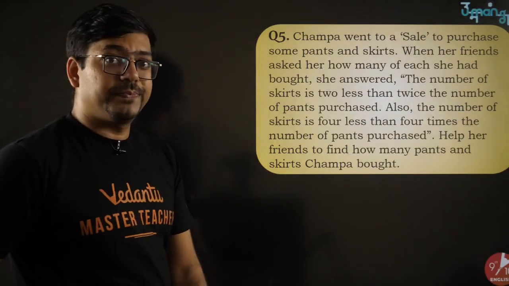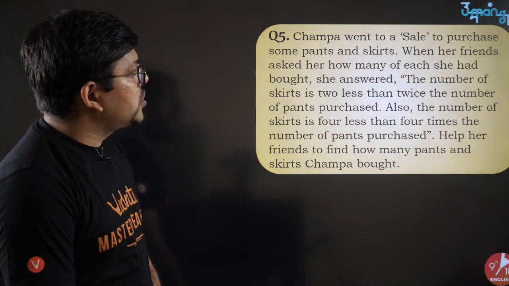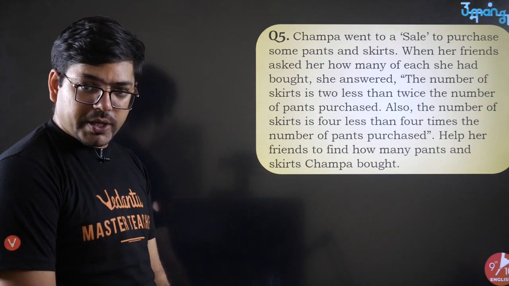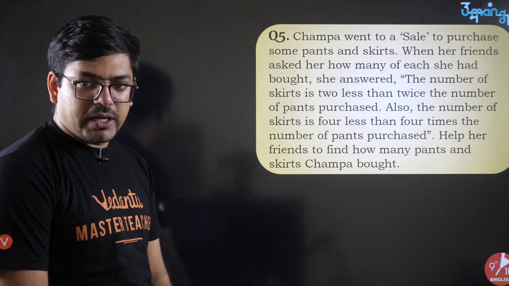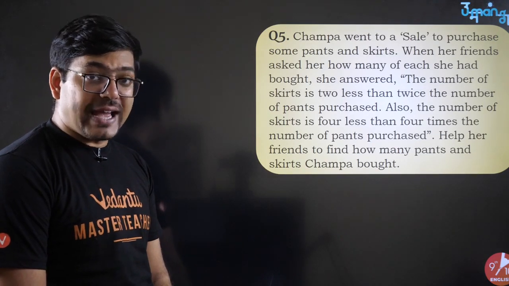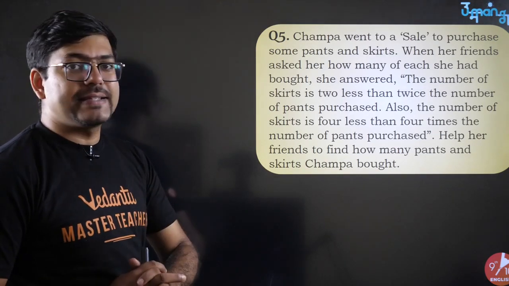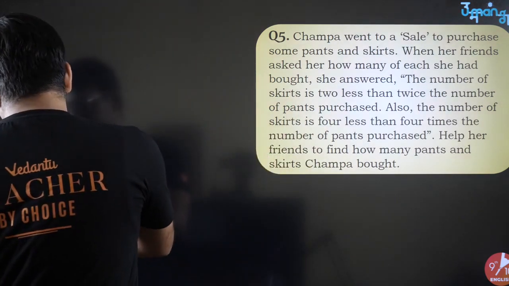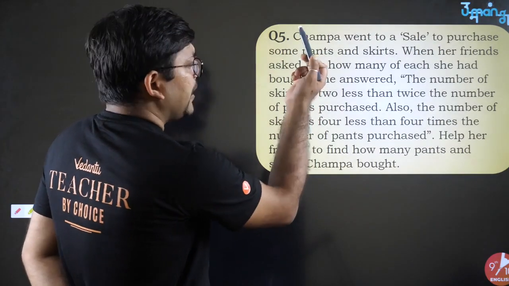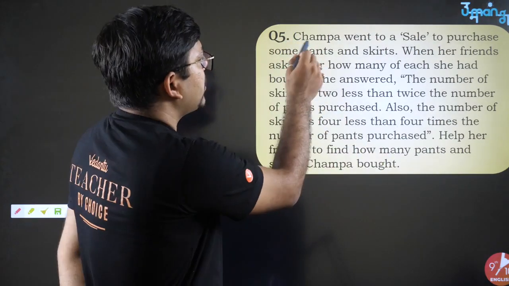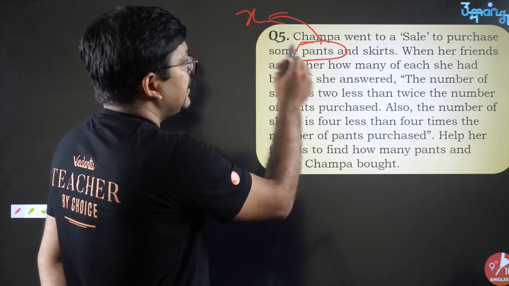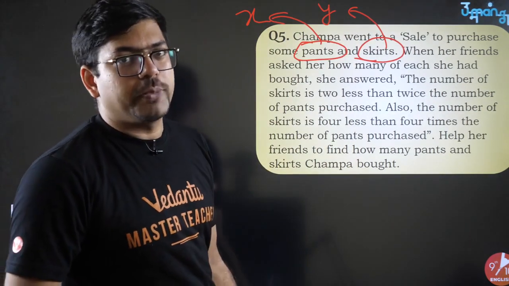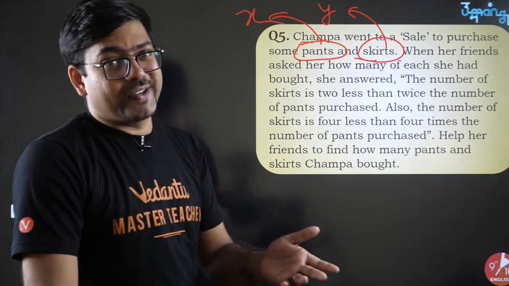Here we go to the next question. This next question says, Champa went to a sale to purchase some pants and skirts. When her friends asked her how many of each she had bought, she answered. Now please pay attention. She answered about pants and skirts. I don't know how many she bought, but I'm assuming that she would have bought x number of pants and y number of skirts. I'm just assuming, because these could be the only unknown things. I may be wrong.